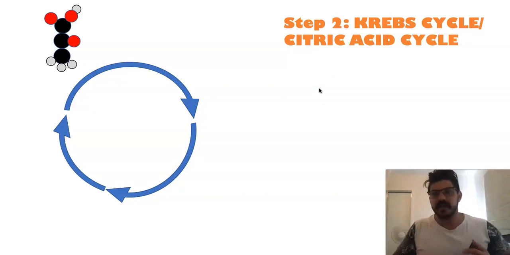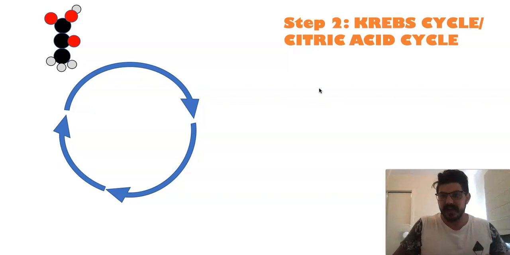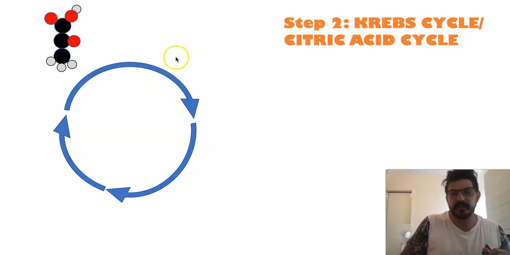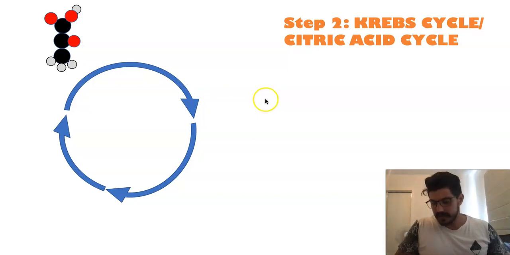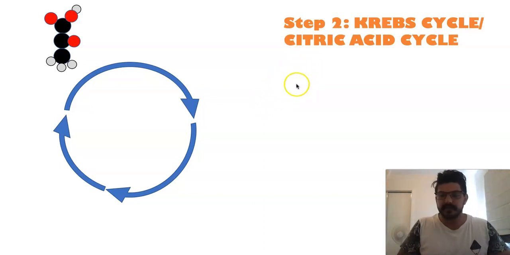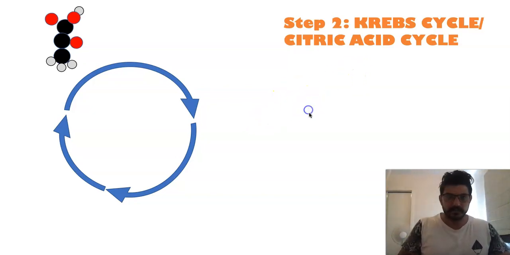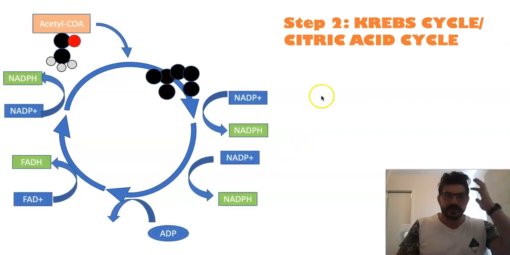All right, so this is where we're going to have our Krebs cycle, and for this to work, our pyruvate comes into the equation, but it doesn't stay as pyruvate. Before it hits the Krebs cycle or the citric acid cycle, it gets converted.